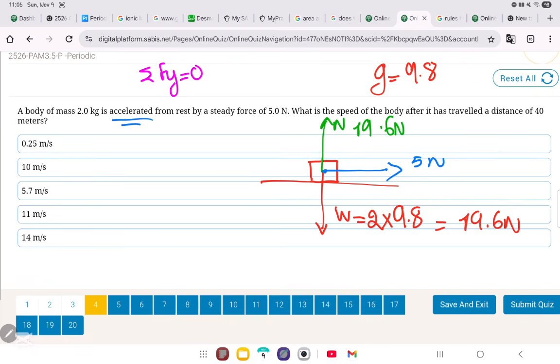But when we're dealing with sigma Fx, there's an acceleration. So directly, this means we can say that sigma Fx is equal to ma. What's the only force acting on the x-axis? It's the 5 newtons. 5 is equal to the mass, 2 kg, times the acceleration a that we need to find. So we get the acceleration a to be 5 over 2, which is 2.5 meters per second squared.